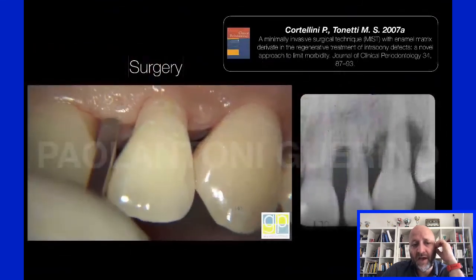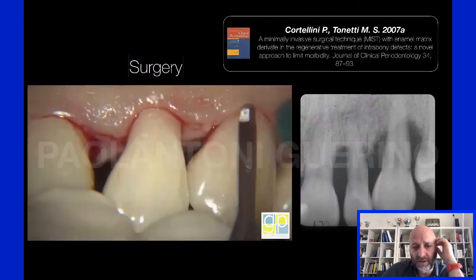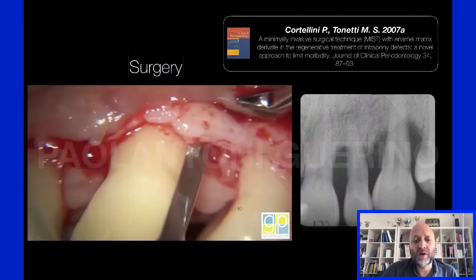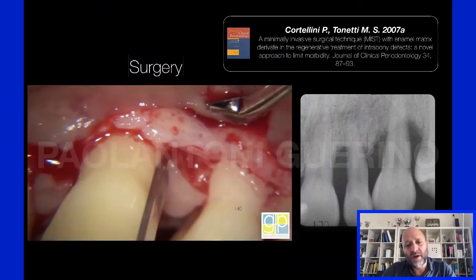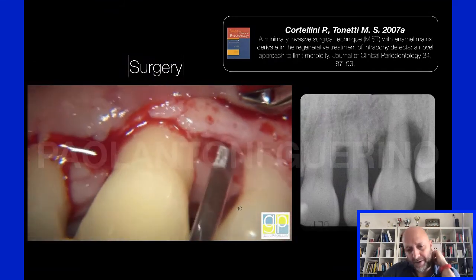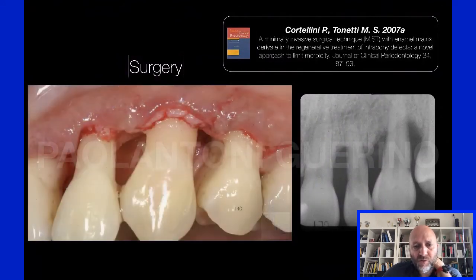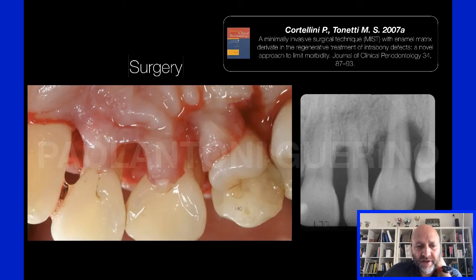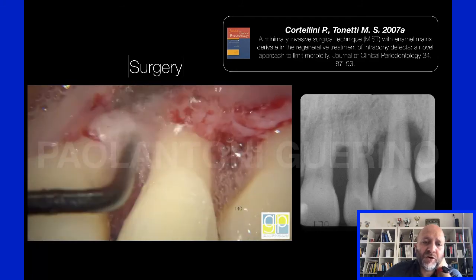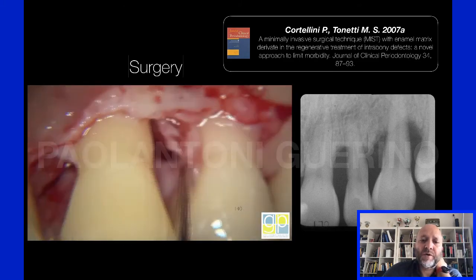Even in this case, I made a surgical approach with an intrasulcular incision with the microblade. I elevated the flap on the buccal area and exposed only 1 millimeter of bone. I reflected in this case the papilla on the buccal and on the lingual aspect to clean and remove the granulation tissue between the roots. This was the aspect of the papilla on the lingual aspect. I removed the granulation tissue in the interdental area with the curette.